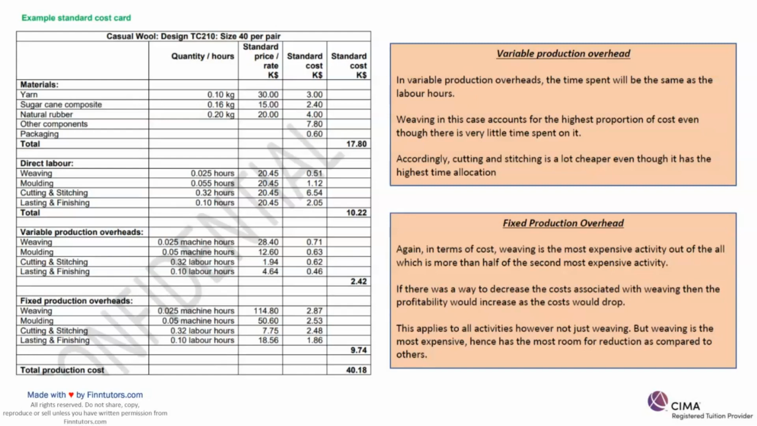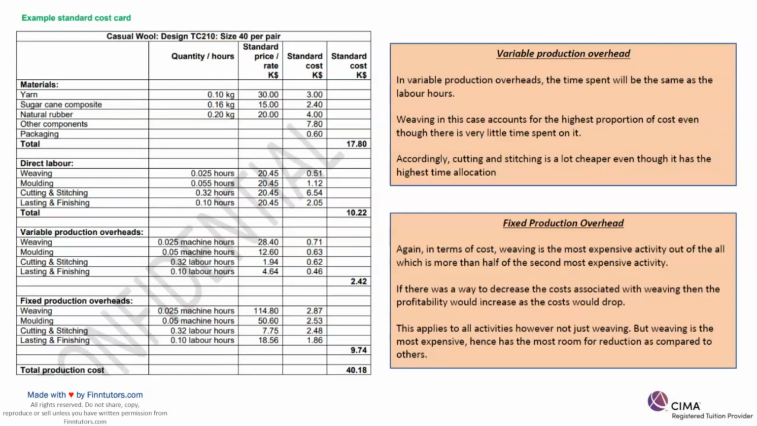You don't really know which part is taking how much time, what is driving the cost, the breakdown of the variable costs. We don't really have that. Same way for the fixed production overhead, weaving is the most expensive activity out of all, which is more than half of the second most expensive activity. Weaving, if you look at the standard price rate, you'll see it's 114.80.